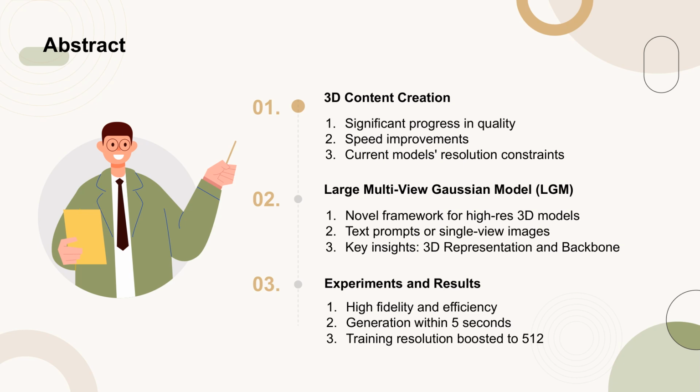The key insights of the paper include proposing multi-view Gaussian features for efficient 3D representation and an asymmetric U-net as a high-throughput backbone. Extensive experiments demonstrate the model's high fidelity and efficiency, maintaining fast generation speeds while boosting training resolution to 512, thus achieving high-resolution 3D content generation.